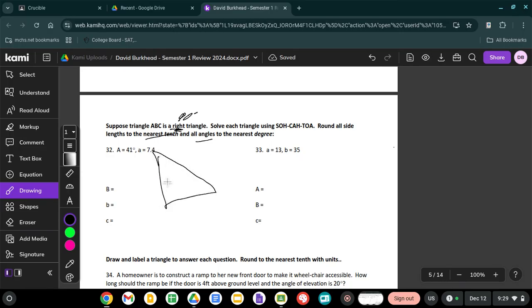So first one, 32, draw a triangle. A, C, B. Let's fill in your givens. Angle A is 41 degrees. Side A is 7.4. And we don't know B. However, we do know C because it's a right triangle. It's 90 degrees. Now, you gotta use law of sines to solve SOHCAHTOA. That's at least how I would do it.